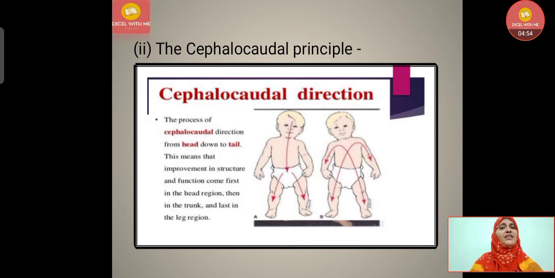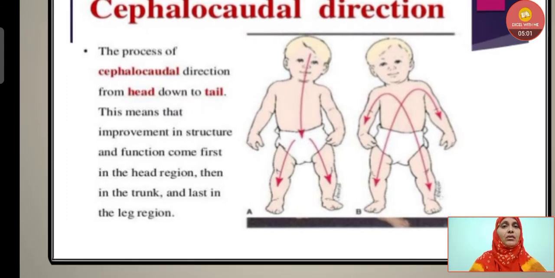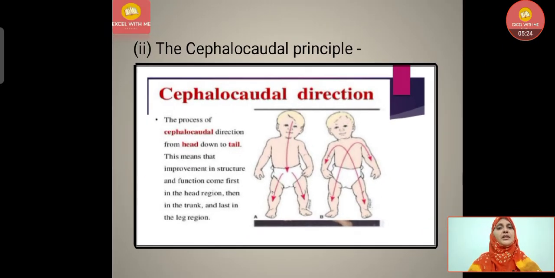Now, the second one, the Cephalocaudal Principle. Now, let's understand in detail what this cephalocaudal direction is. The process of cephalocaudal direction is from head down to tail. This means that improvement in structure and function come first in the head region, then in the trunk, and last in the leg region. So this whole process is called the cephalocaudal principle.